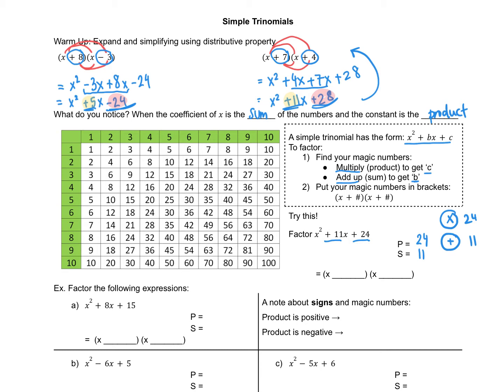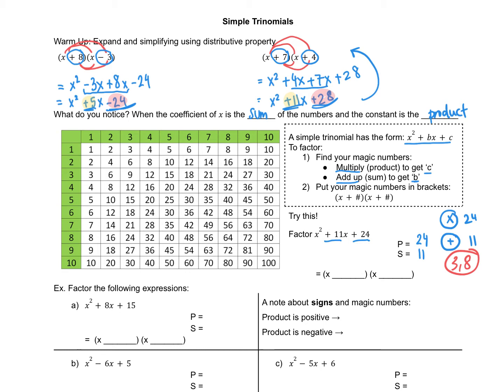So looking at 2 and 12, if I add them up, I get 14, so that doesn't work. Then I can try 24 divided by 3, and I get 8. 3 and 8 do add up to 11, so those actually end up being our magic numbers, +3 and +8. If you were just good with your multiplication table and you thought of different combinations to get 24, then it might be a little quicker.